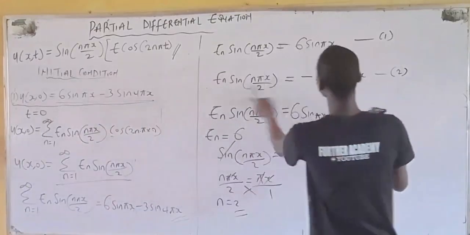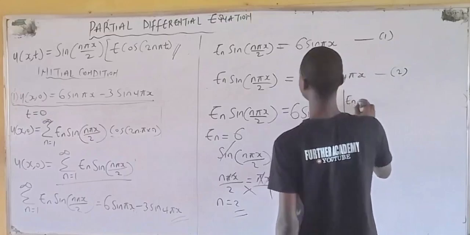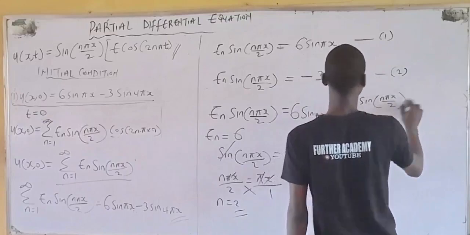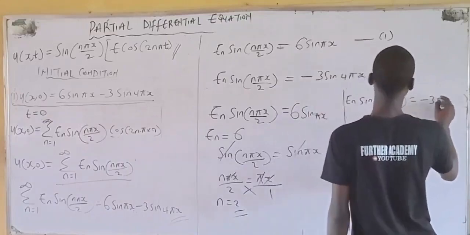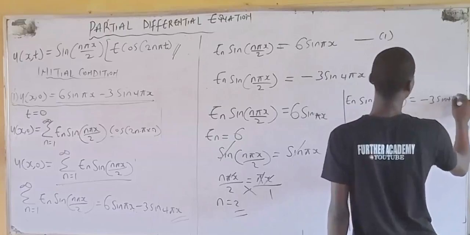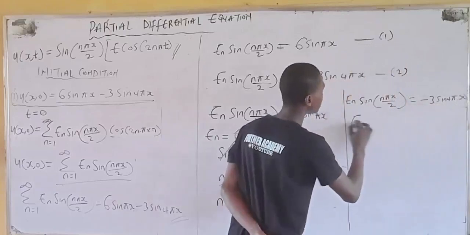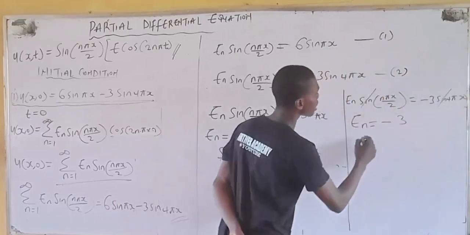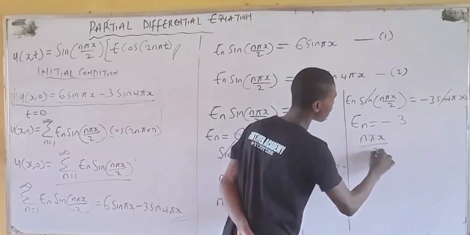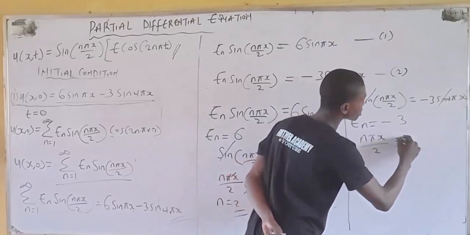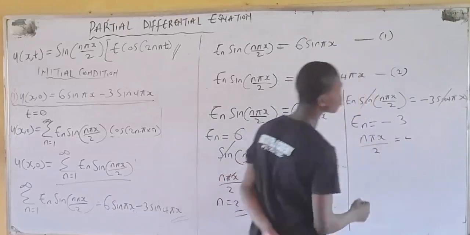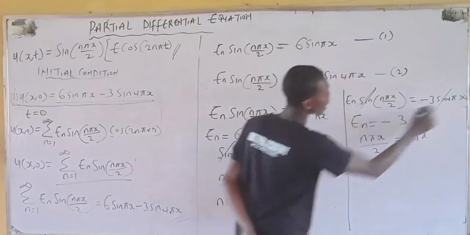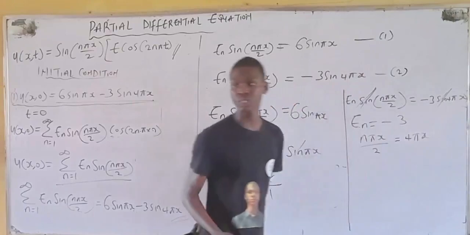Similarly, for your second equation, saying E subscript n sine all into bracket n pi x over 2, equating that to negative 3 sine 4 pi x. In this case, what do I have? E subscript n is equal to negative 3. Sine cancels sine, right? I'll be left with n pi x over 2 equals what? Equals 4 pi x.